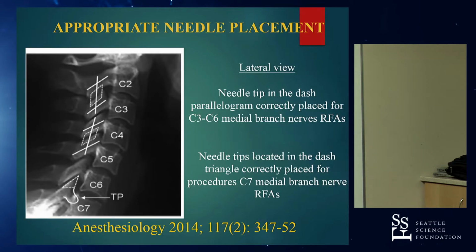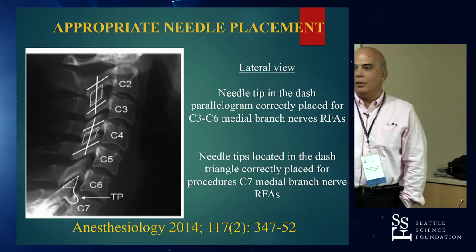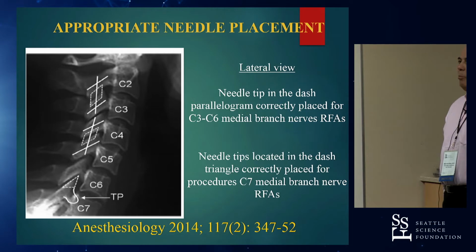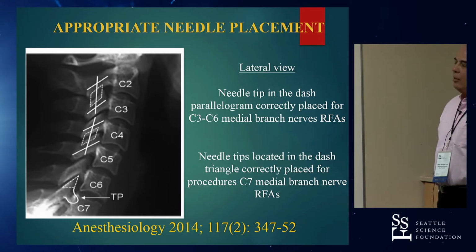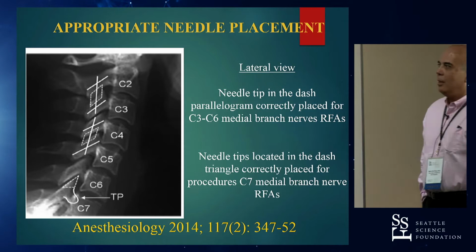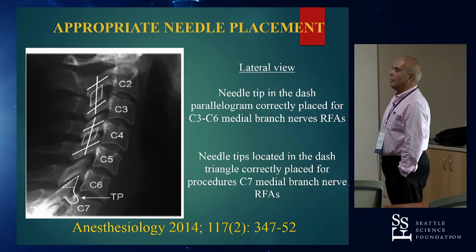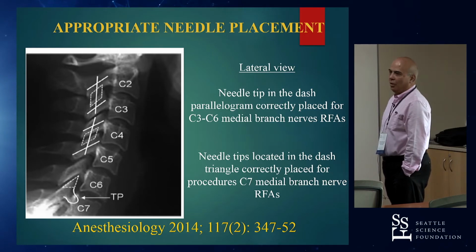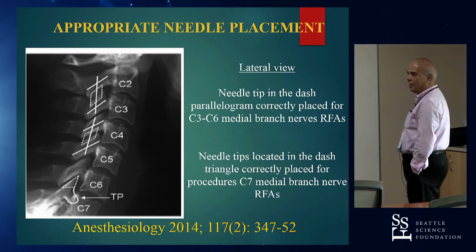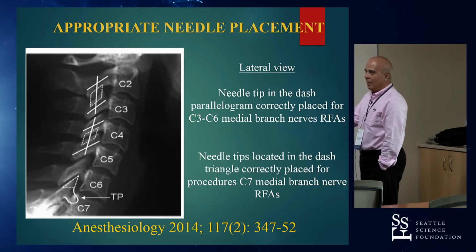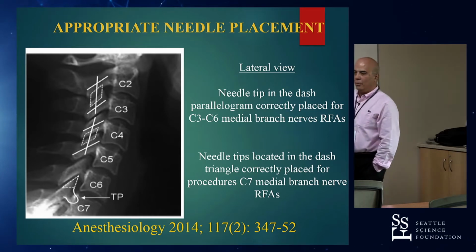In this image, you will see that if you place the tip of the needle within the dashed parallelogram, you have correctly placed the tip of the needle to perform an RFA of the C3 through C6 medial branch nerves. If you place the tip of the needle into the dashed triangle at the C7 level, you have correctly placed the needle to perform a C7 medial branch nerve radiofrequency ablative procedure. This is, as you can see, a lateral view.